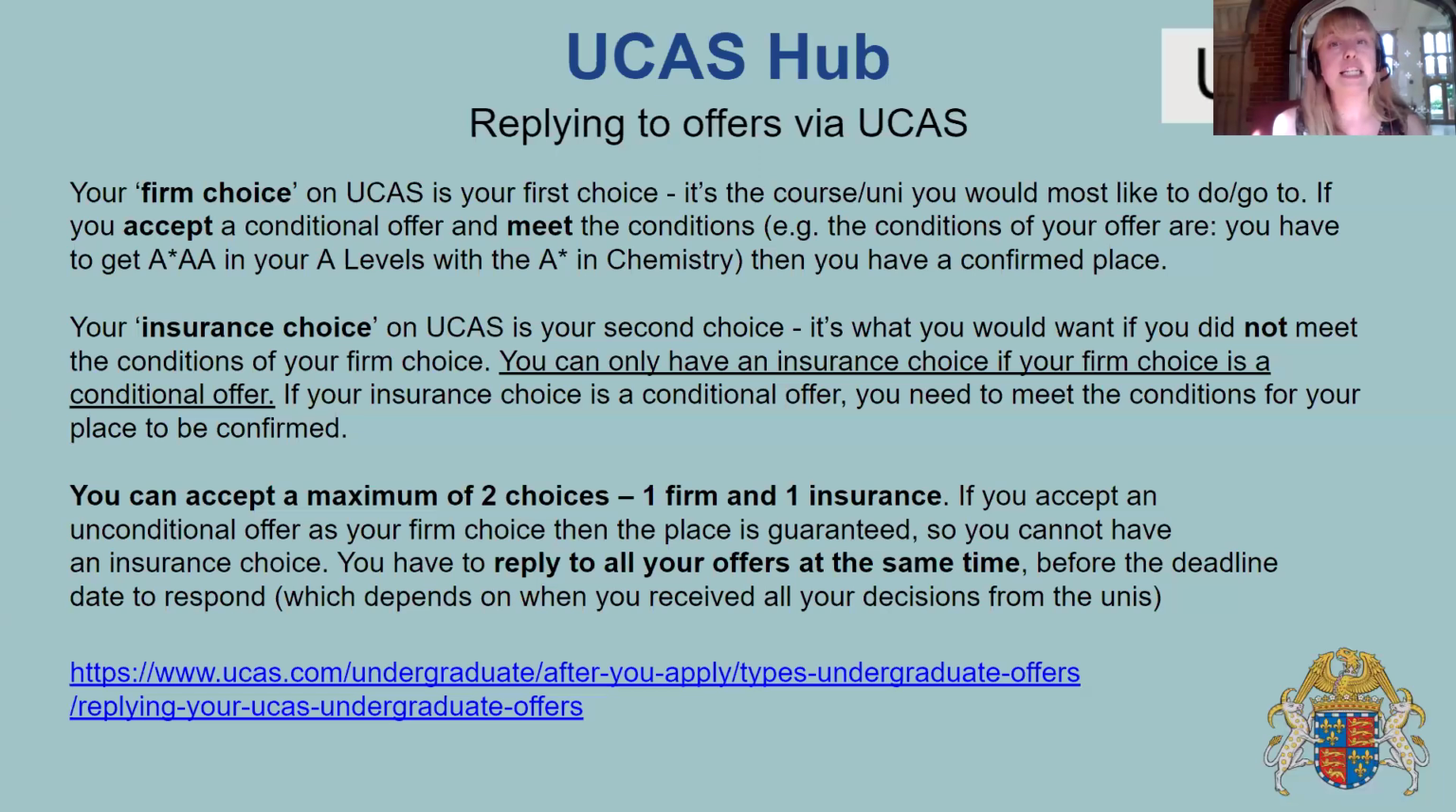If you accept a conditional offer and then you meet the conditions of that offer, so it's usually 3 A-level grades, specific A-level grades maybe in certain subjects, then you have a confirmed place. Your second choice, your insurance choice, is the course or the university that you'd want to go to if you didn't meet the conditions of that firm choice. Obviously, you can only have an insurance choice if your firm choice is a conditional offer. If your insurance choice itself is a conditional offer, you need to meet those conditions in order for your place to be confirmed.